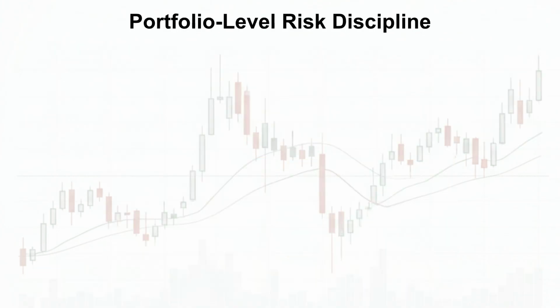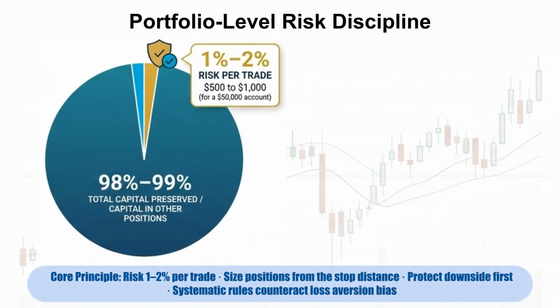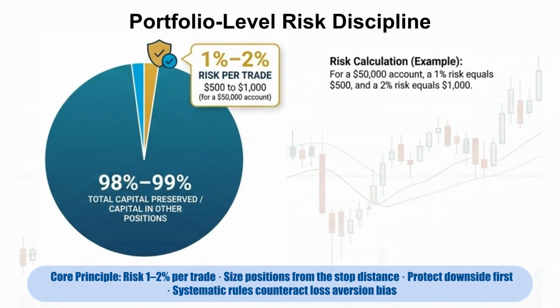Let's zoom out to portfolio-level risk. Professional frameworks typically limit risk to 1-2% of total capital per trade. For a $50,000 account, maximum exposure per trade is $500 to $1,000. This constraint may appear conservative, but it protects against inevitable losing streaks.